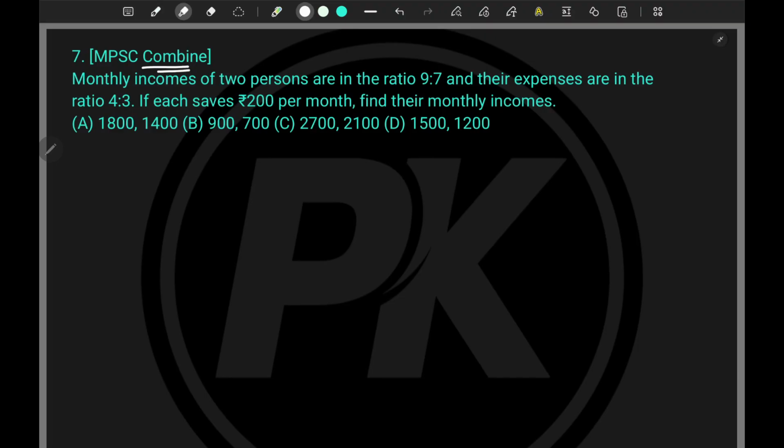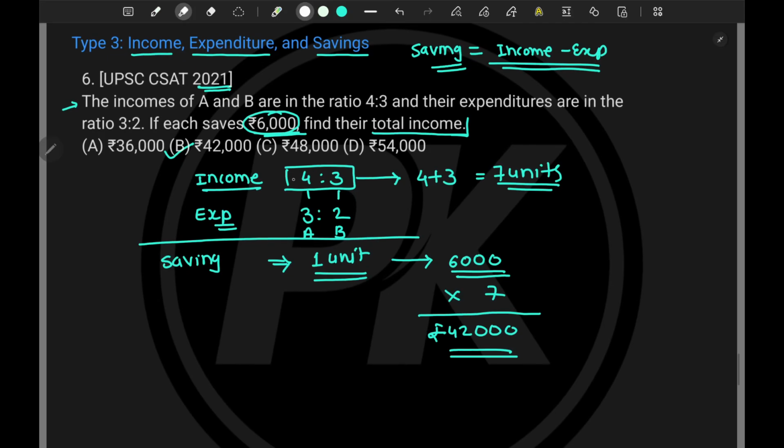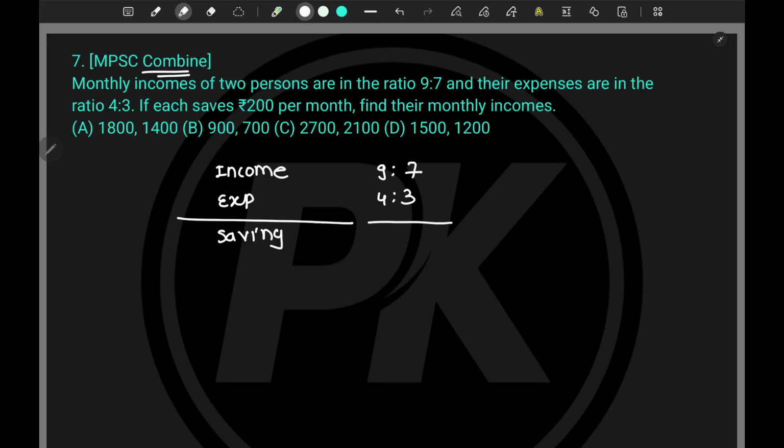It is a similar type of problem, but earlier, if you noticed closely, we saw the difference between the two came to 1 unit, and then we equated that 1 unit to saving. But now here, I will write income, then after that expenses, and below that I will write saving. Income is in the ratio of 9:7. The expenses are in the ratio of 4:3, and they are saving 200 each, right? So 200 each they are saving.